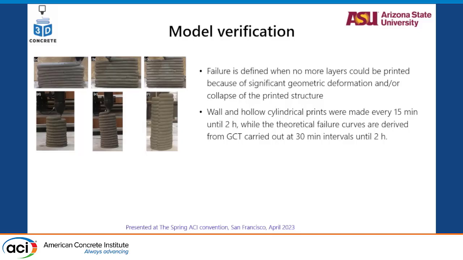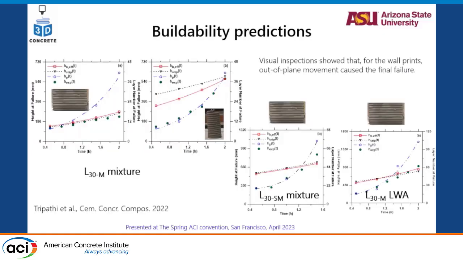So the model verification, as I said before, was done based on experimental results. For this it was not a type-of-failure verification, but more of a height-of-failure verification, with the printing of a wall and a hollow cylinder specimen. Here you can see that there are 2 major types of failure, one being buckling or crippling and another being plastic failure.